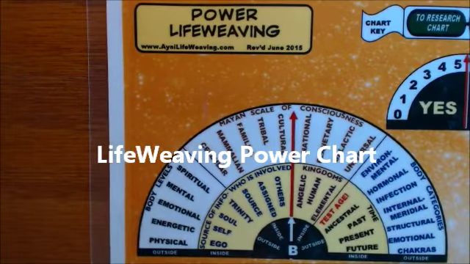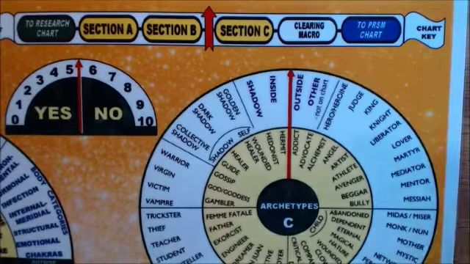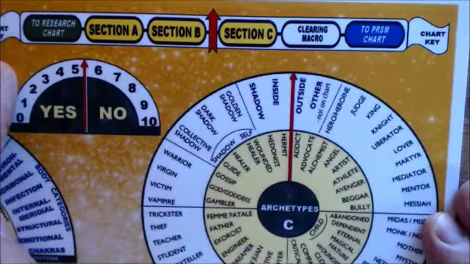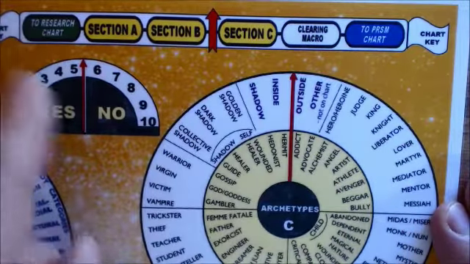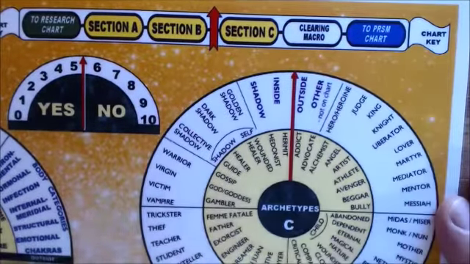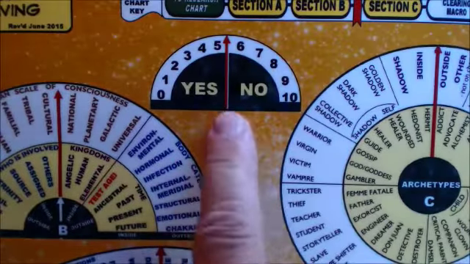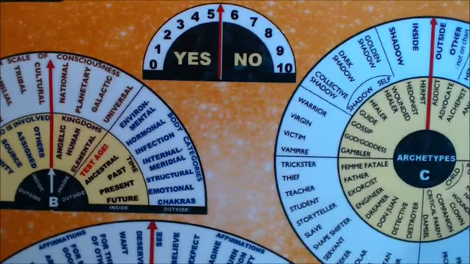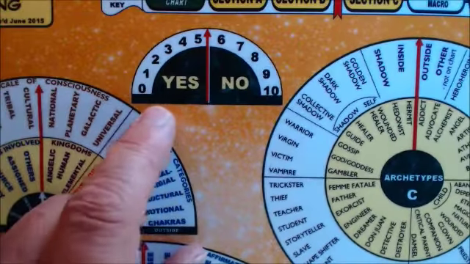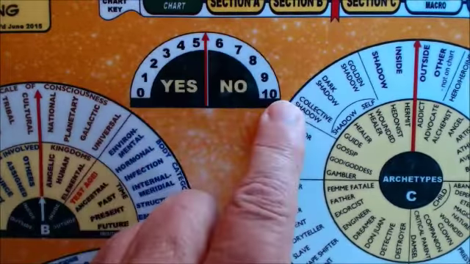In beginning life weaving, we start out with the power chart almost exclusively. You want to look at it with the chart key that has the 3 sections on it. It has the research chart and a direction for going to the prism diagnostic chart. This chart also has the yes, no, and number chart. The number chart can be used as 0 to 10. It can be used as 10 to 100 if you want.